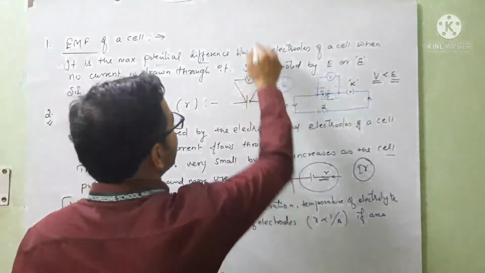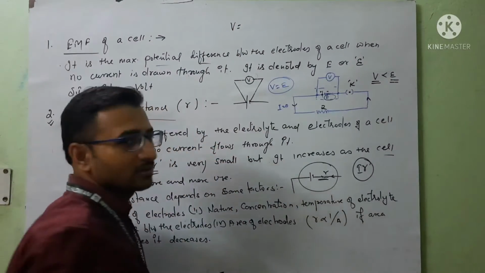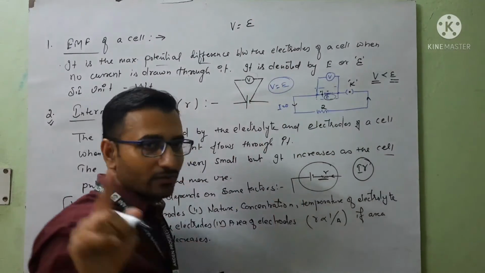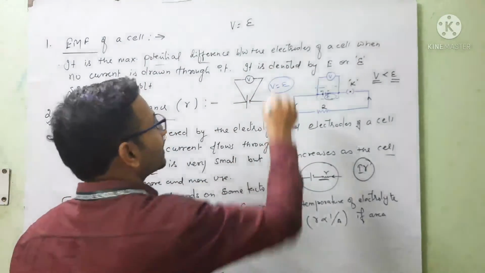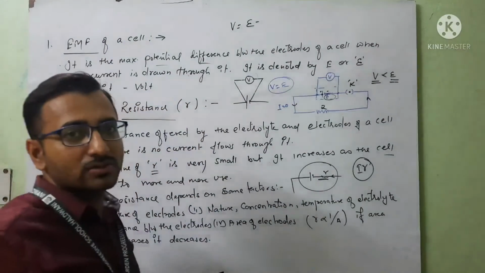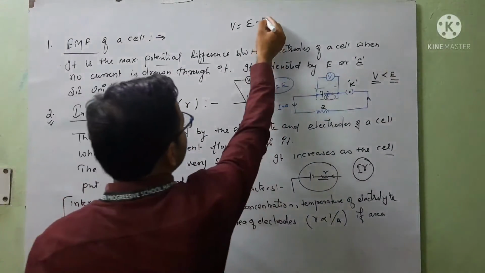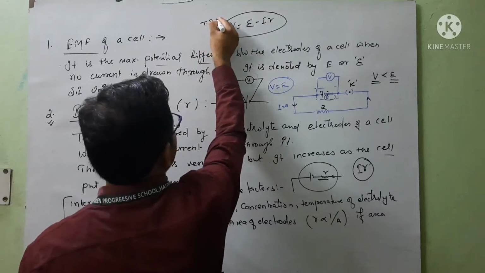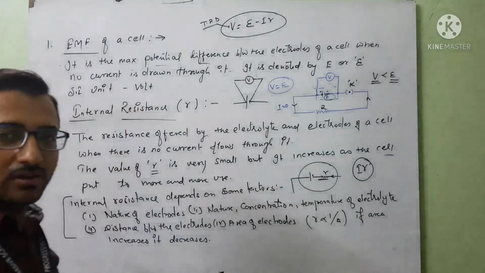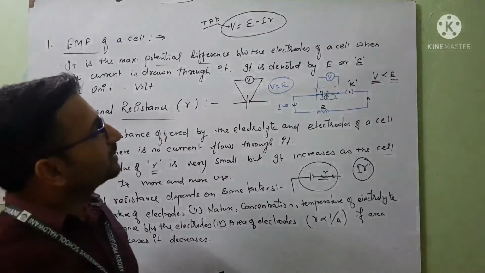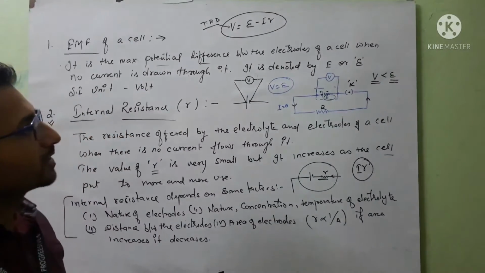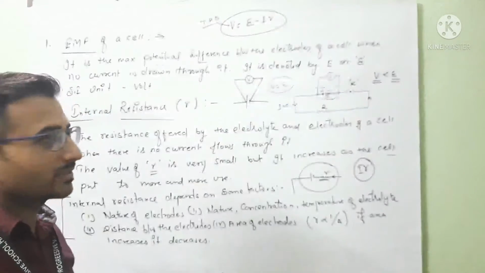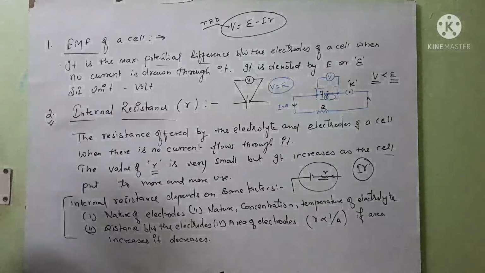Then we will see here the value of V, by definition, as we know, is less than the value of EMF of cell E by the potential drop across the internal resistance R, which is equal to IR. So this is the definition of terminal potential difference. Got it? After this formula we will see what result comes regarding the current and all. So for this, pause the video and note down.